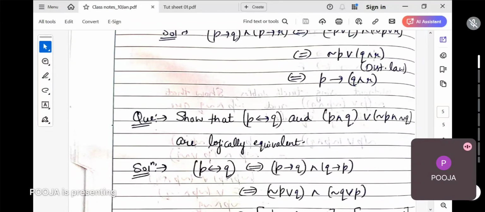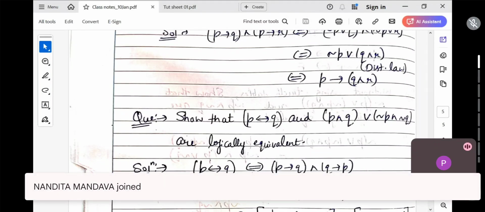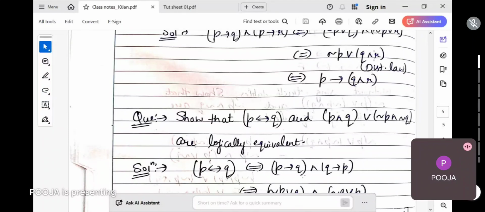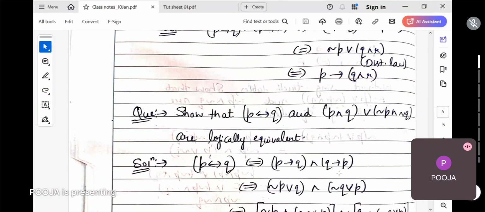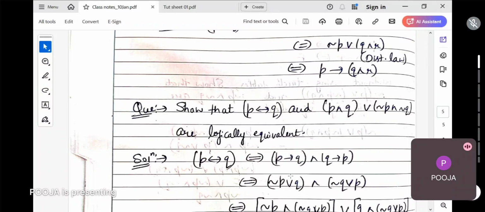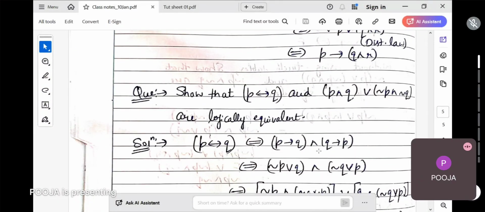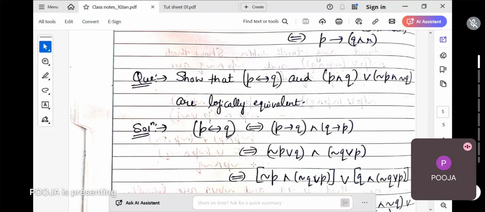I told you P biconditional Q, P if and only if Q, means P implies Q and Q implies P. That is why I'm writing P implies Q and Q implies P. Then P implies Q means negation P join Q, and Q implies P means negation Q join P. So these are the two statements I'm getting.